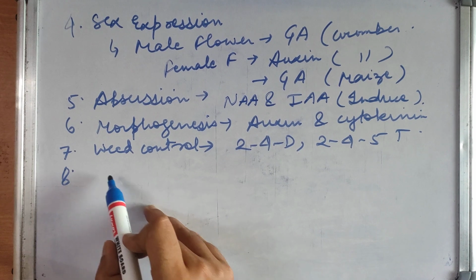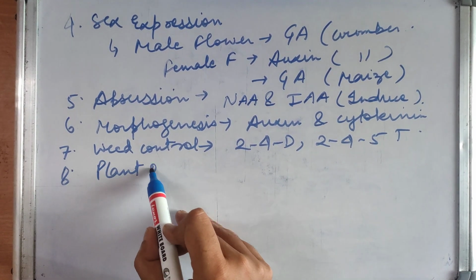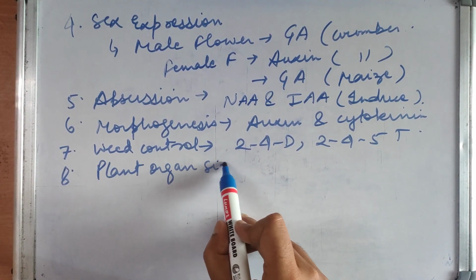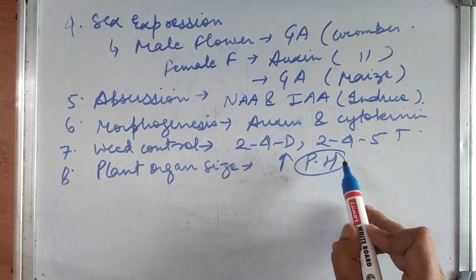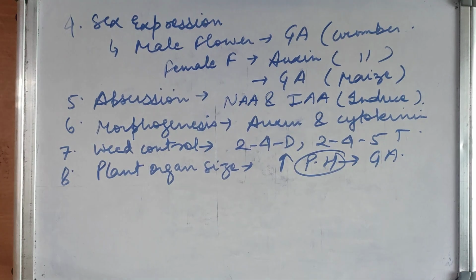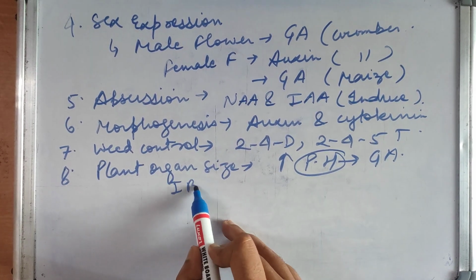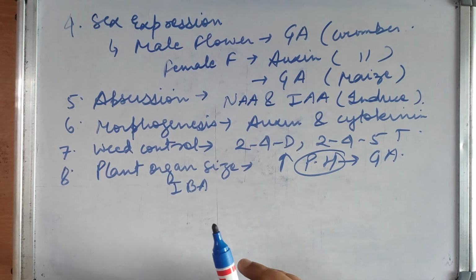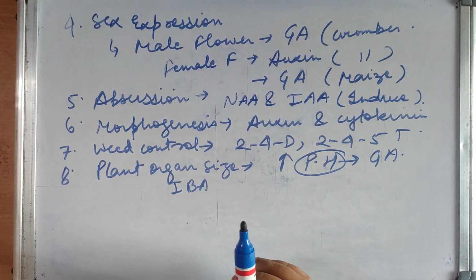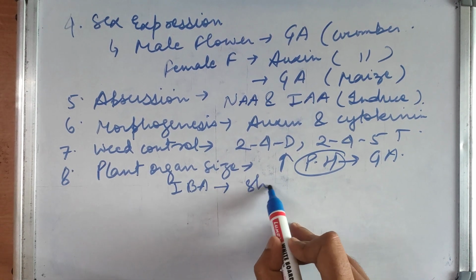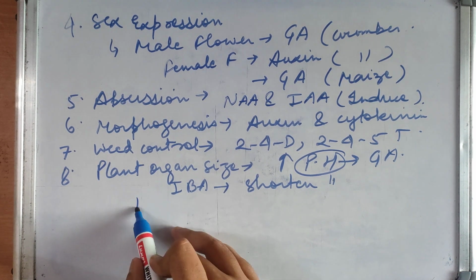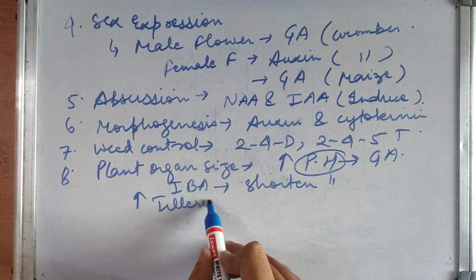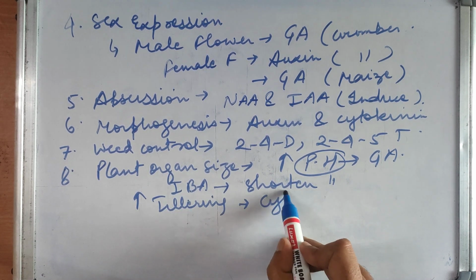Plant organ size. Plant height is increased by GA. IBA shortens plant height. Cytokinin increases tillering.